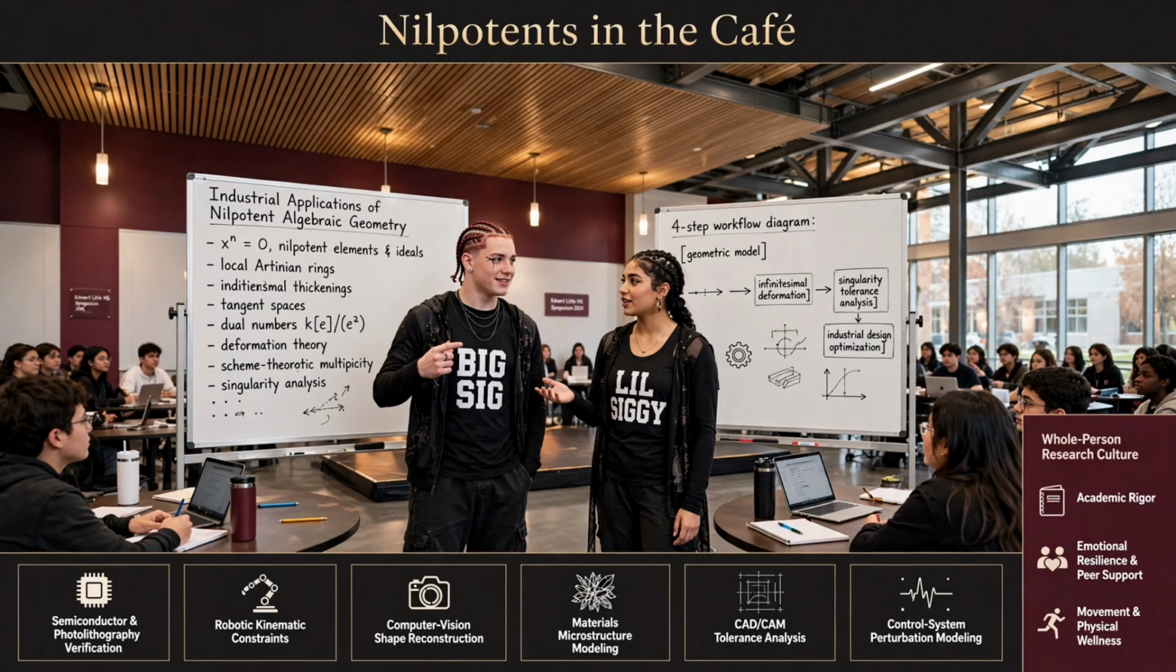Basically, a number that is not 0. It holds a real value. Right. But, and this is the crazy part, if you multiply it by itself, if you raise it to a certain power, it completely vanishes. It equals 0. It's wild.